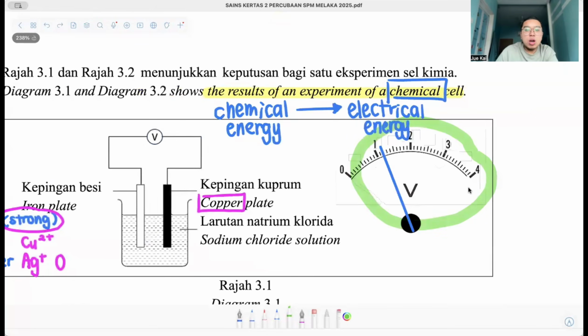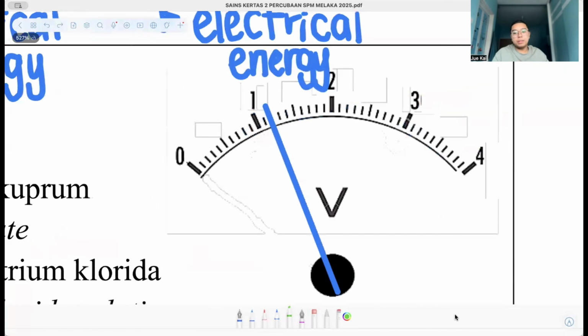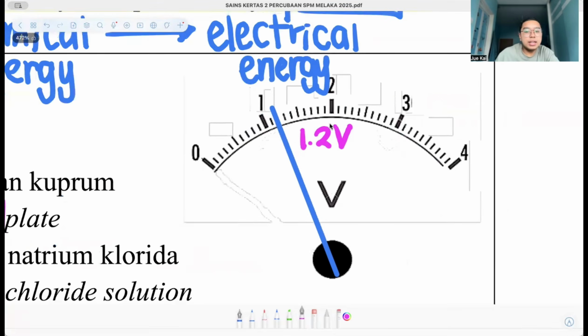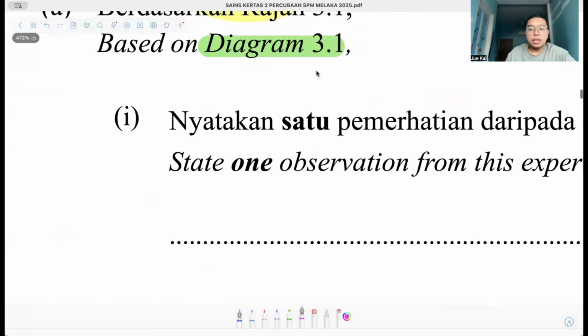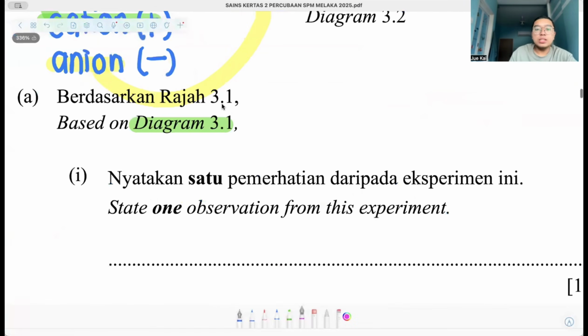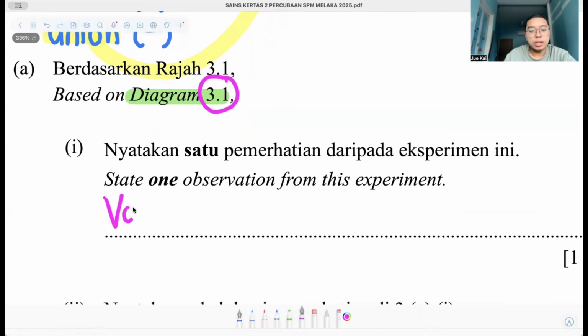So you try to tell me what the reading of this voltmeter is. Tell me, give me the number. Good job, Qixuan. 1.2. So this one is 1.2 V. You can just write it down as the answer. The question says based on diagram 3.1, so I don't need to compare, no need, waste time. Write down the answer based on diagram 3.1. So you write down voltmeter.